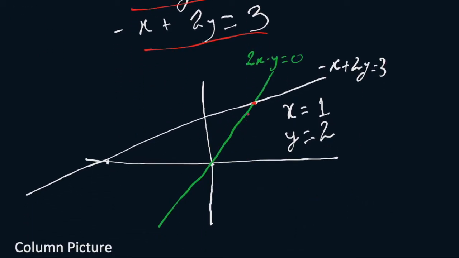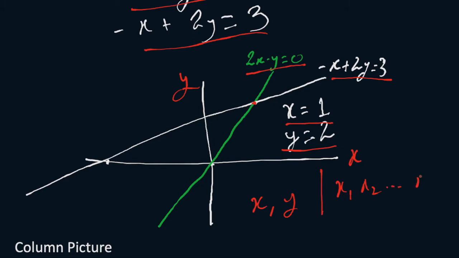So this is the graph for the two equations. This is the x-axis, this is the y-axis. This is our first equation, 2x minus y equals 0. Our second equation was minus x plus 2y equals 3. So the point at which those two lines intersect is our solution, x equals 1 and y equals 2. Here our variables are x and y, but our variables can go from x1, x2 up to xn. So to solve such a system, it is not feasible using the row picture.